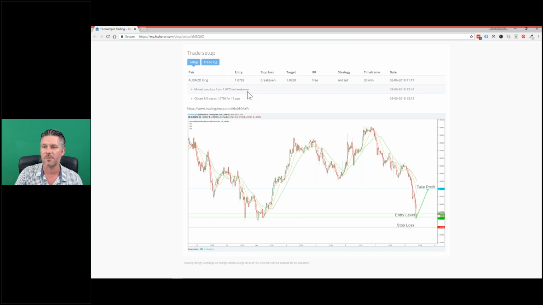And I moved the stop loss to break even. Now, someone picked up on that earlier and said, what does break even mean? It simply means I've moved the stop loss level from here to our entry level. So that trade cannot lose. Whatever happens, we're not going to lose money on that trade.